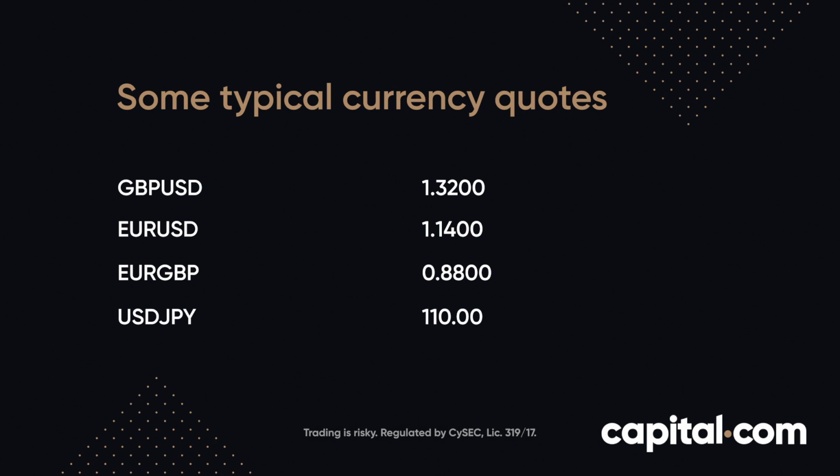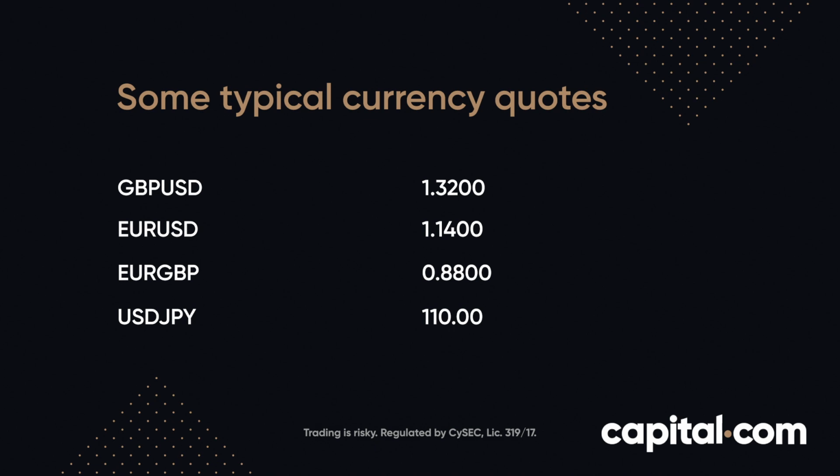And of course we can work our way down. At the time of recording, Euro dollar was 1.14. 1 euro would buy $1.14. Euro sterling, so the euro was worth 0.88 of £1, so 88 pence. And finally, dollar Japanese yen 110. $1 would buy 110 Japanese yen. And of course, these rates will fluctuate throughout the trading day, and currencies are a 24-hour market.